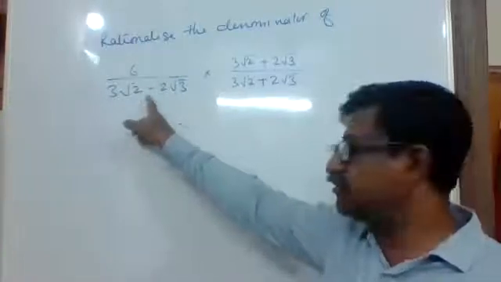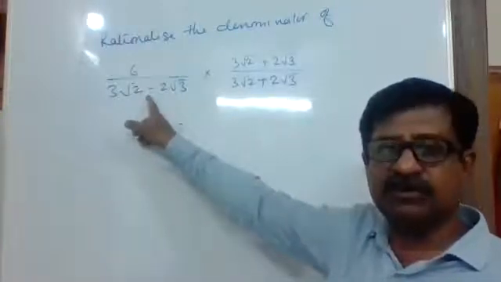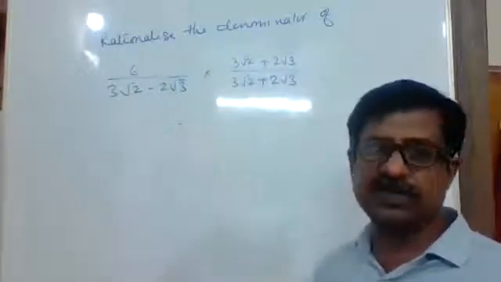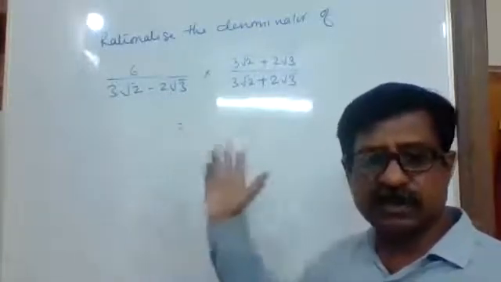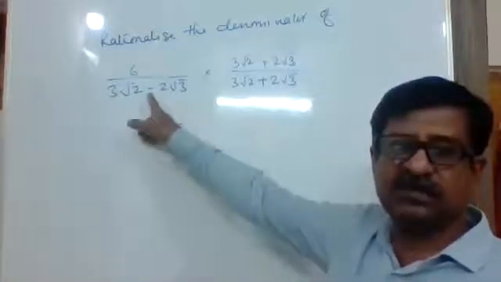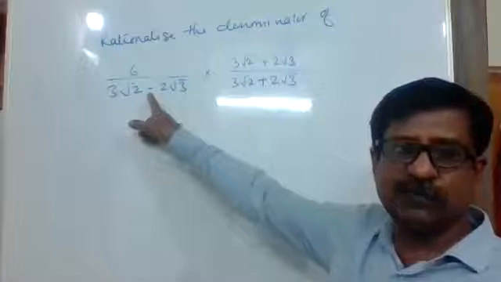Denominator's sign, whatever is given in between, you replace that sign. Conjugate of that number has to be taken. If it is minus, then you have to take plus. If it is plus, then you have to write minus. In between, whatever sign you got, just take the opposite of it.